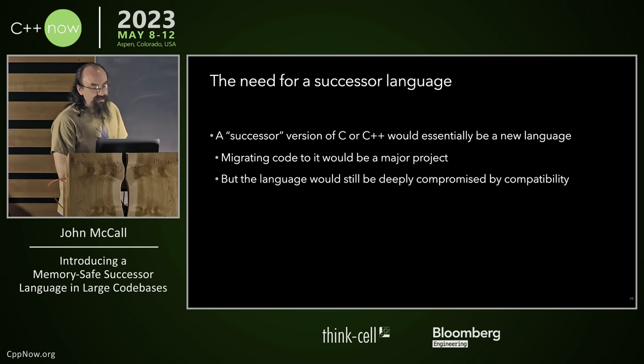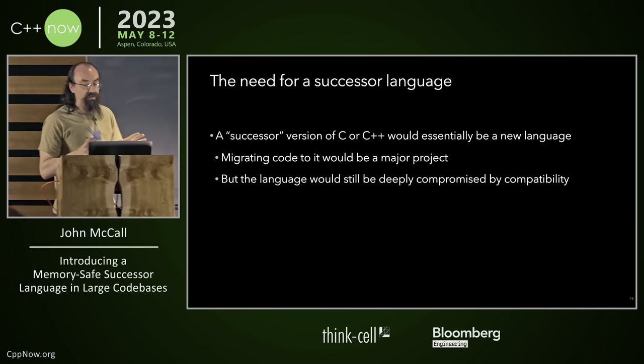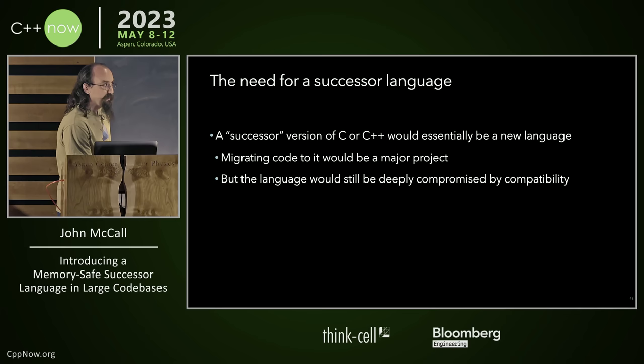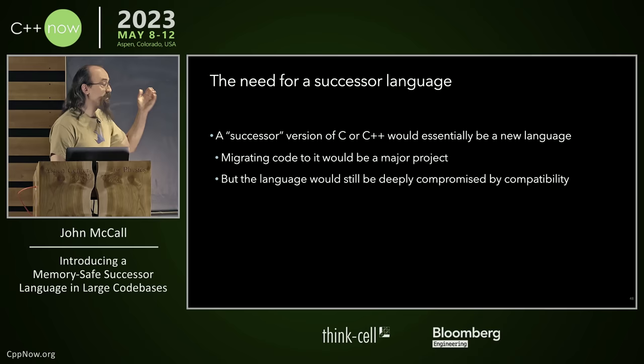So let's imagine we did fix all this, and we made a new version of C or C++ that addressed all these safety problems. Migrating all of our code forward to that new version of C and C++ is a huge project with a lot of rewriting and with serious questions about how to interop with the old language versions as we go along. Okay? Those problems are basically the problems of introducing a new programming language anyway. Right? Those are language interoperation problems. The new version is effectively a new language.